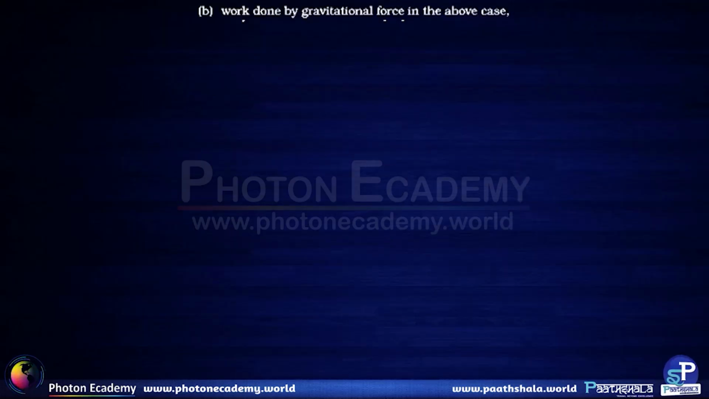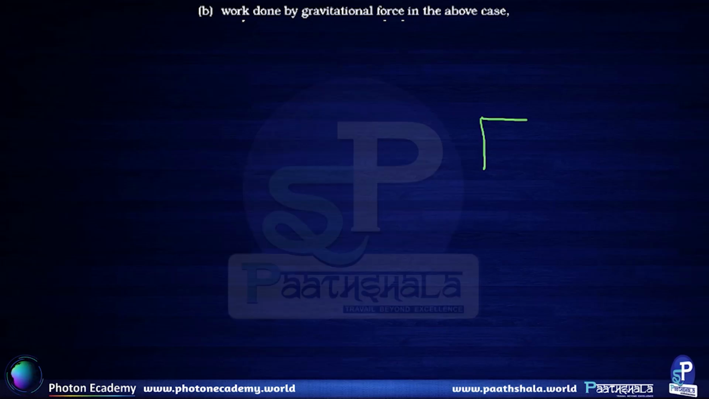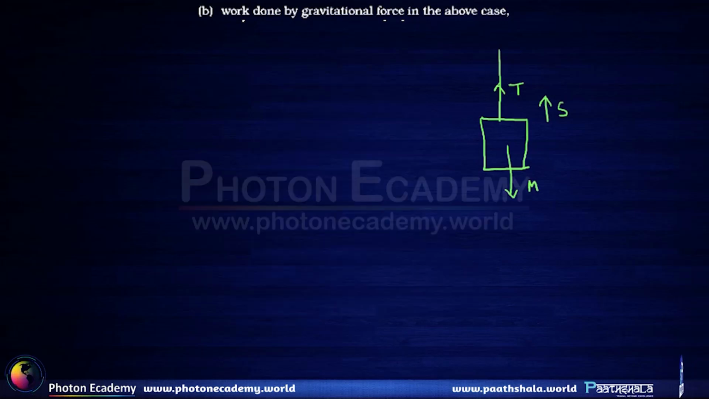B part, work done by the gravitational force in the above case. So the case was like this. There is a bucket and it is tied to a rope. The tension force is acting in this direction, displacement was in this direction. So the weight of the bucket, let us say it is of mass m. So the weight force due to gravity is mg, which is acting in the downward direction.